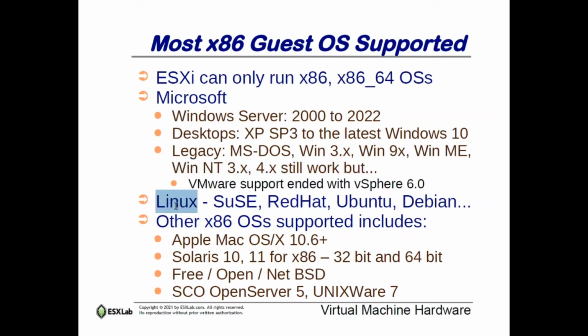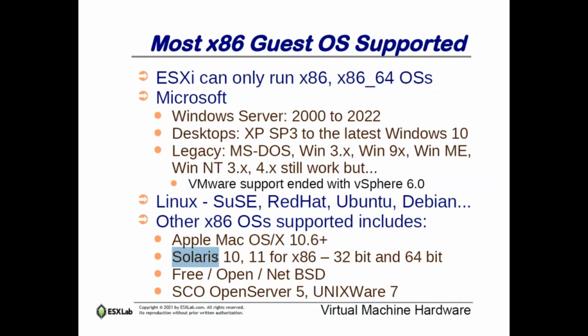Now, what also works is Linux. Business editions of Linux from SUSE, Red Hat, Ubuntu, Debian, and so on all work just fine in a virtual machine. And many of the other operating systems programmed for x86 or x86-64 also work. So Apple, for the longest time, was using Intel CPUs for Mac OS X. And so any version of Mac OS X that was designed and released to run on Intel CPUs should run in a virtual machine just fine.